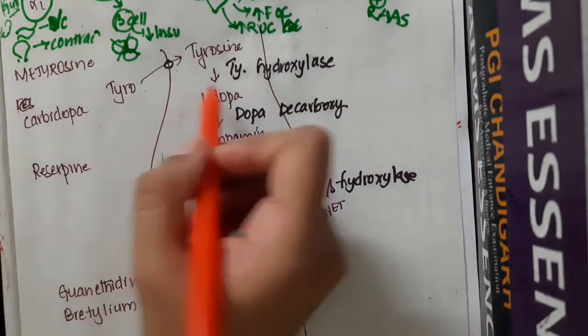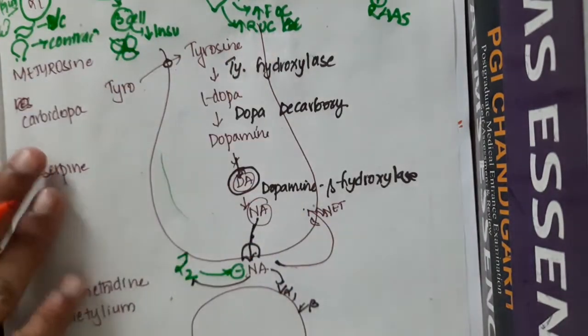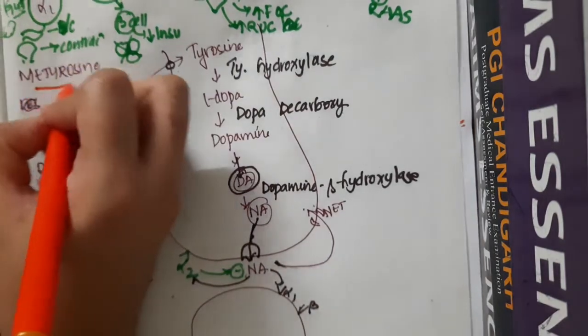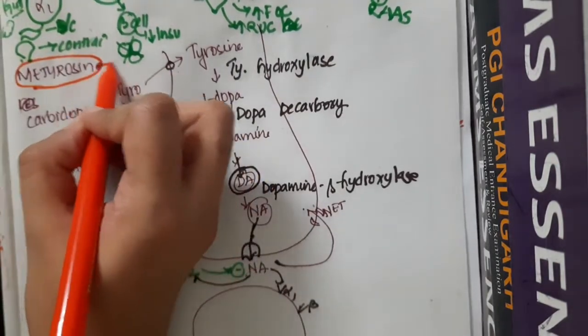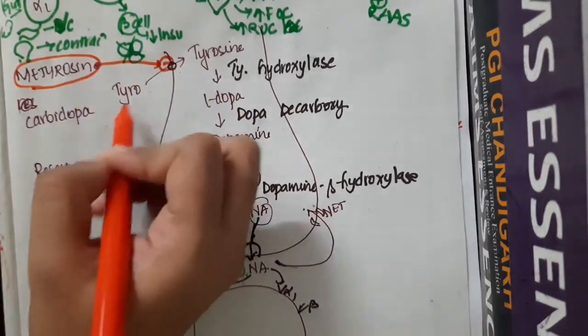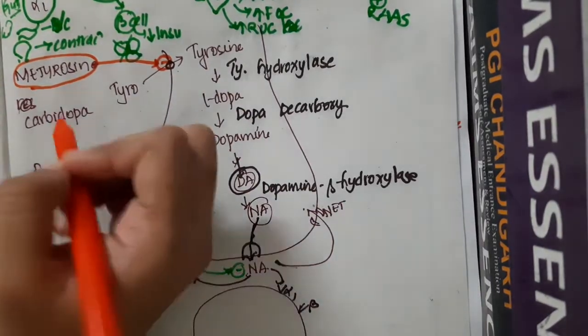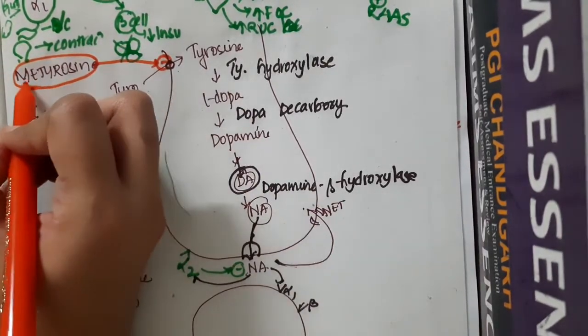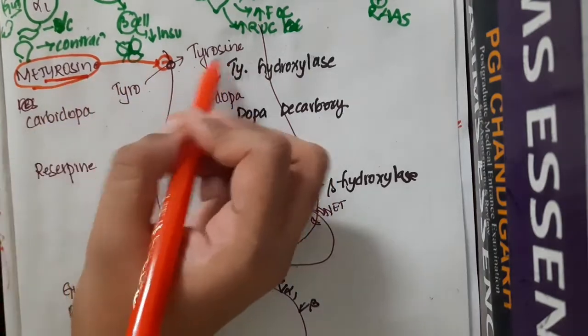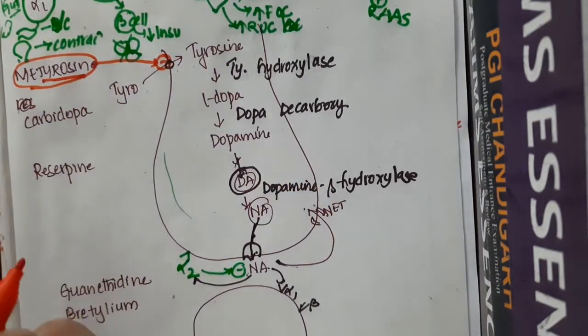Now we'll see the drugs which are involved here. The drug metyrosine will inhibit the uptake of tyrosine. Metyrosine, see, the name itself says tyrosine. It inhibits tyrosine uptake, right?